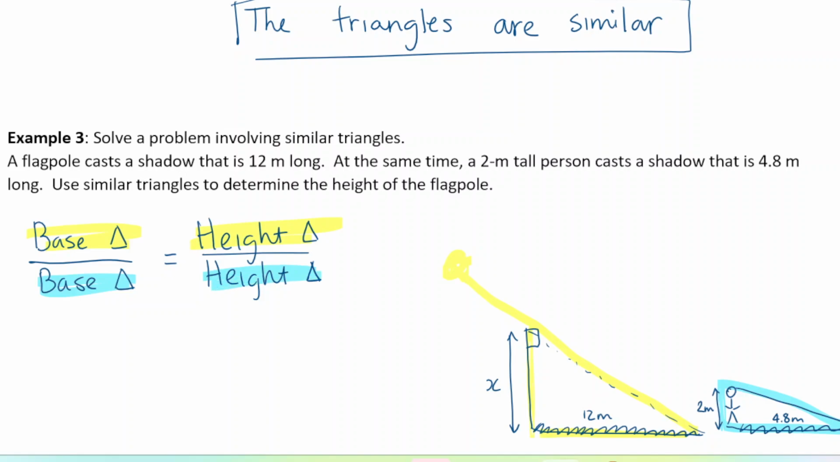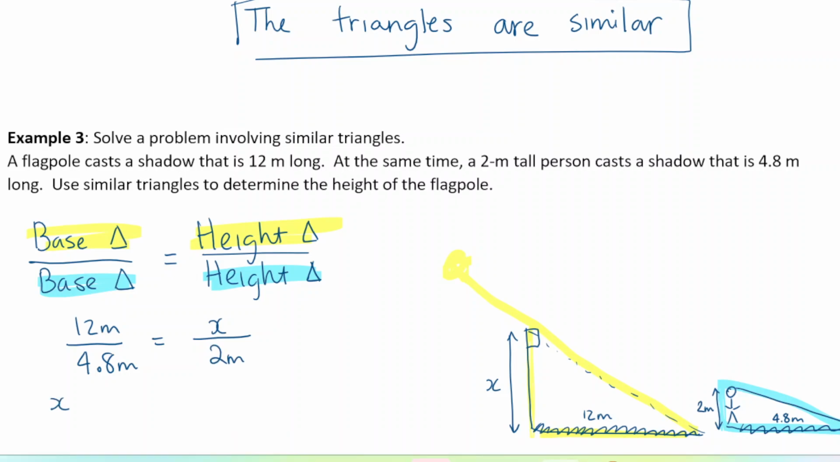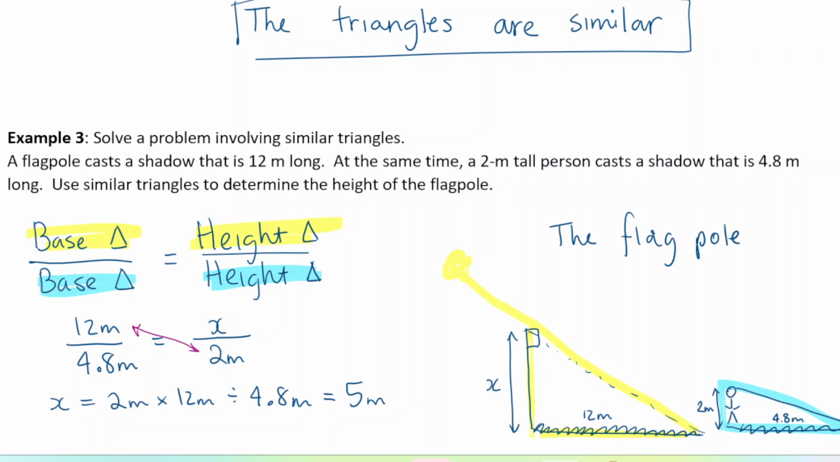Okay, so let's fill in the numbers that we know. The base of the yellow triangle is 12 meters. The base of the blue triangle is 4.8 meters. Height of the yellow triangle, I don't know, and the height of the blue triangle is 2. So we use cross multiplication. We multiply the two numbers that are diagonally across from one another. 2 times 12, and we divide by the number that's across from x, and we get 5. So the flagpole is 5 meters tall.